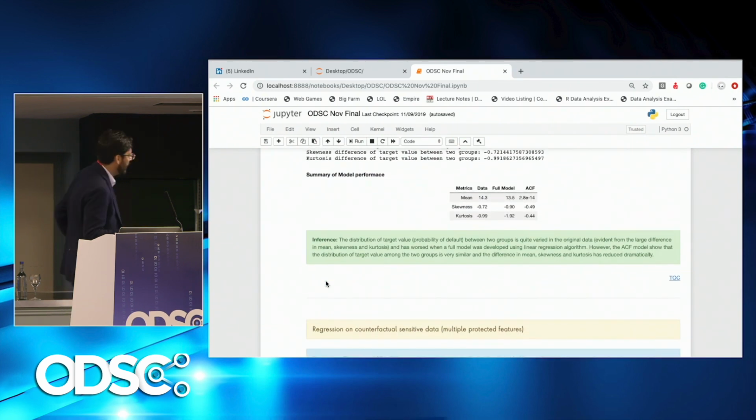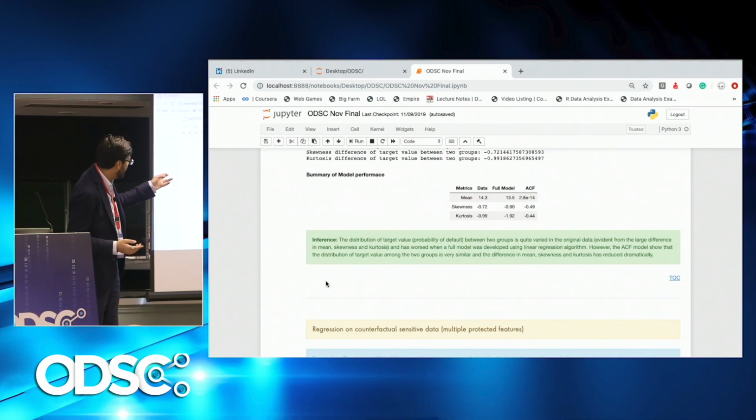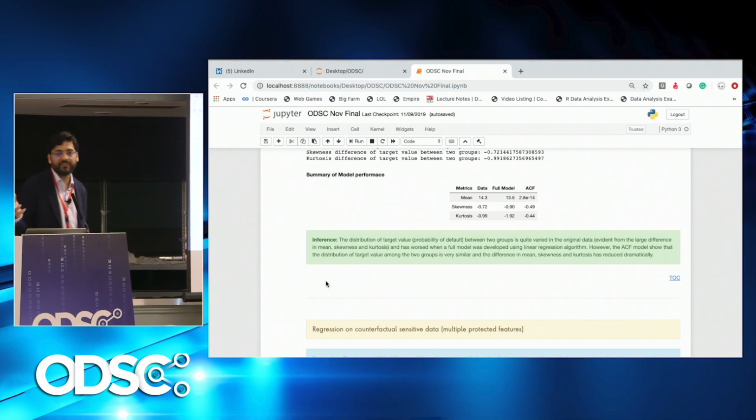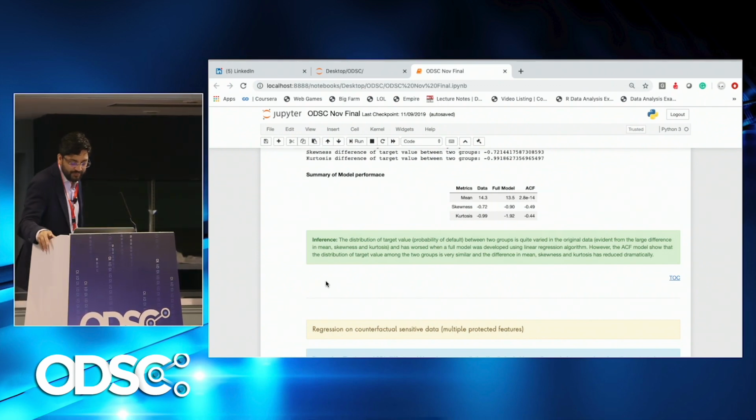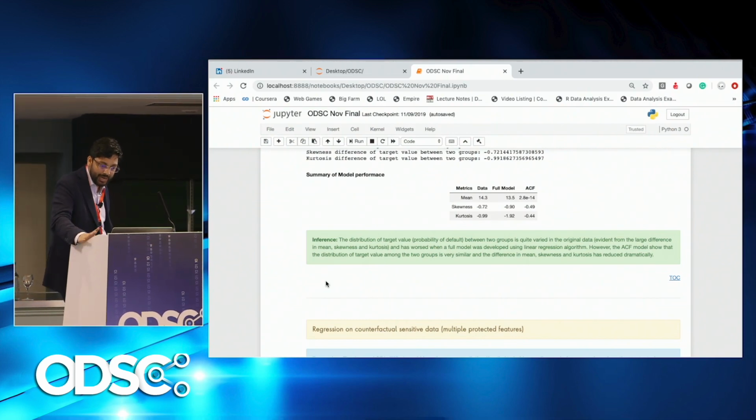So if you see this table, which shows you in the data, the difference between means was 14.3. In the full model, logistic regression, it was 13.5. In ACF, it was 2.8 times 10 to the power of minus 14, which is 0.14 zeros followed by 2, which is essentially 0. If you see skewness, 72, 90, 49, reduced. 99, 1.92, 44, again reduced. So my distributions have come very, very close to each other. And that is what we did.